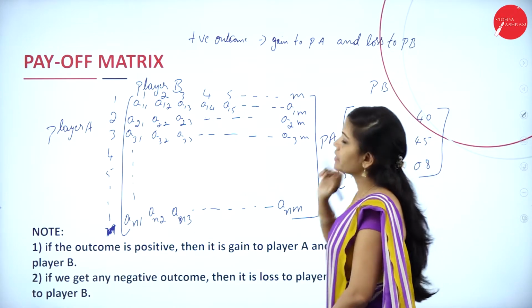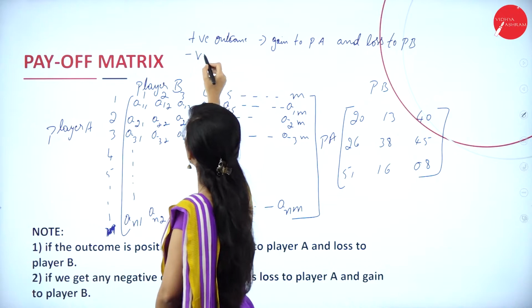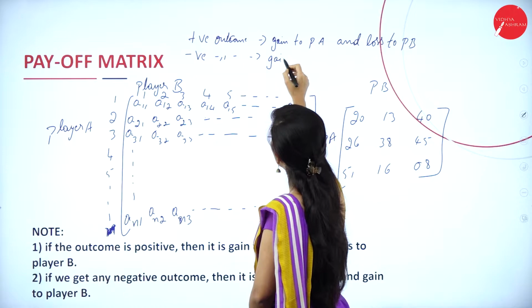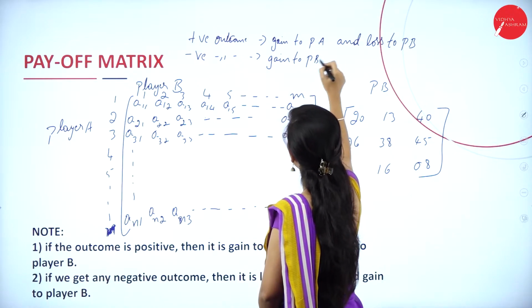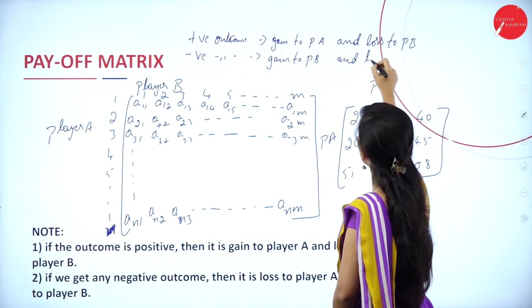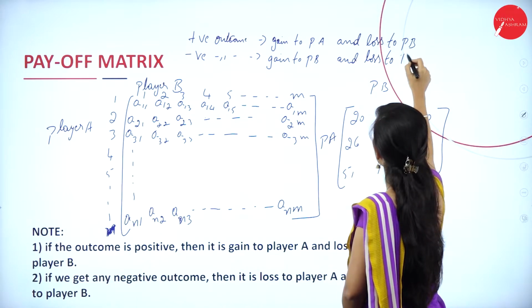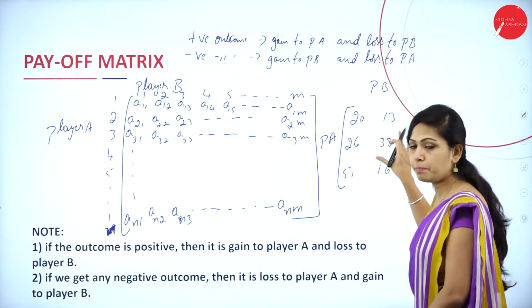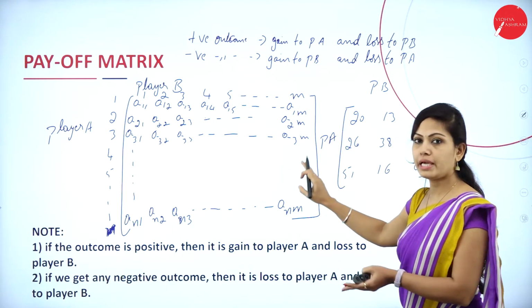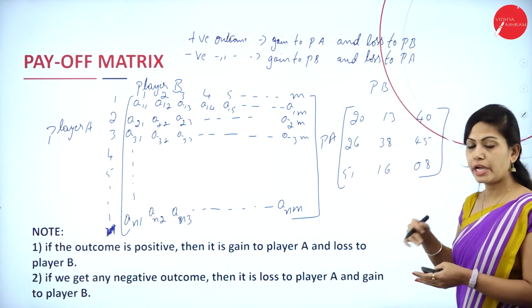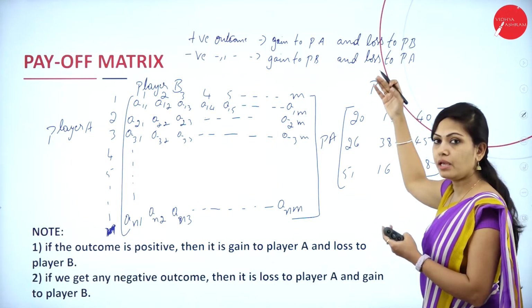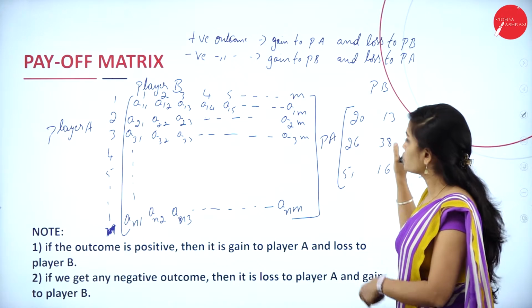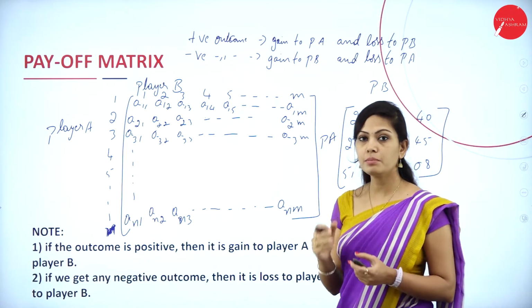Clear? And if you get negative outcome, then it is gain to player B and loss to player A. Very important condition in game theory. If you get positive outcome, it is gain to player A and loss to player B. If you get negative outcome, it is gain to player B and loss to player A. So this is the outcome of different combinations. So we are applying this concept in problems.